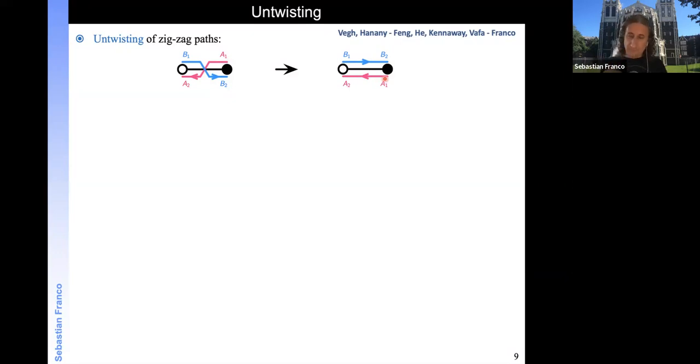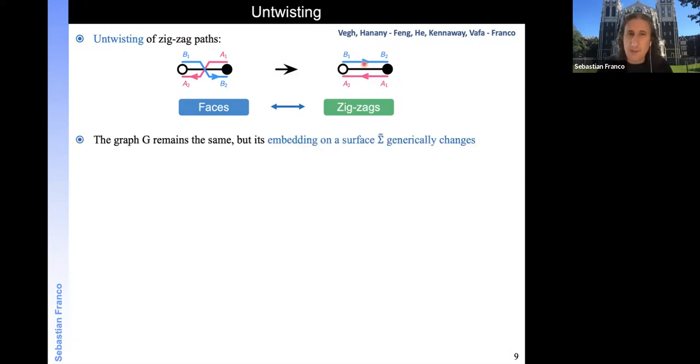This procedure, of course, preserves the graph. It doesn't change the graph, but if you want to account for this change in how these things turn from left to right, you have to generically change the surface in which this graph is embedded. Okay? So this procedure takes faces and turns them into zigzags, and zigzags into faces. And as I said, the graph remains the same, but the surface it's embedded on generically changes.